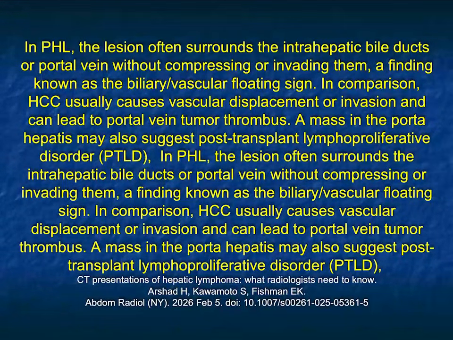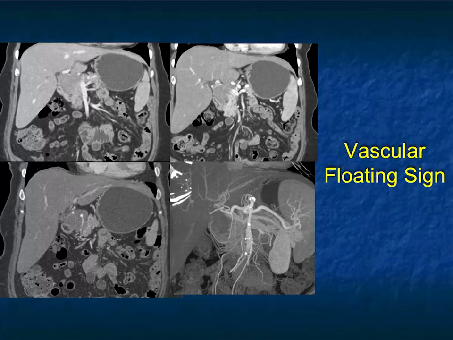Another comment, in primary hepatic lymphoma, the lesions often surround the intrahepatic ducts or portal vein without compressing or invading them, a finding known as biliary vascular floating sign. In comparison, hepatoma or cholangio will encase the vessels, lead to thrombus in the portal vein, be more infiltrating with narrowing and duct dilatation. So again, this idea, this floating sign, is something to think about. And here's just a good example.